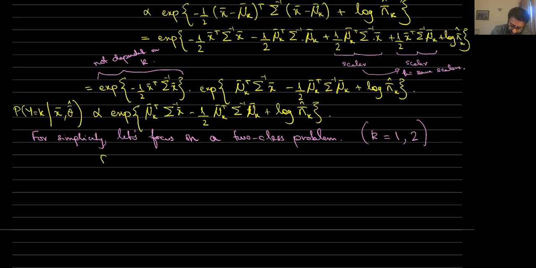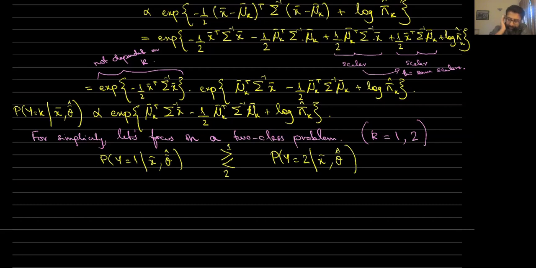So I can say that the probability that y equals one given x and theta hat, compared with the probability that y equals two given x and theta hat, if this thing is greater, my decision should be one. If on the other hand, the left-hand side is less than the right-hand side, my decision should be two. Okay, is that clear?